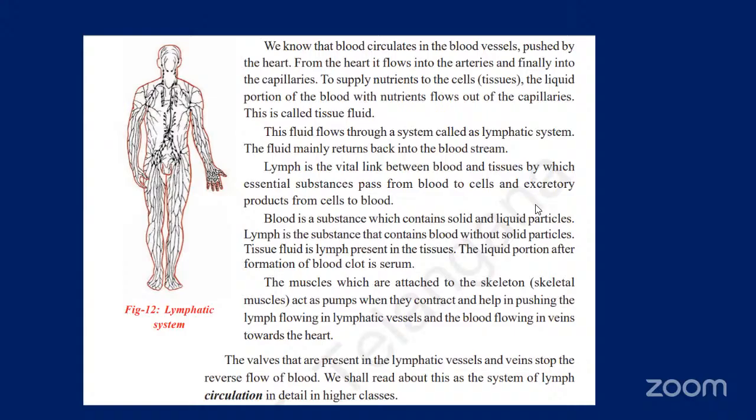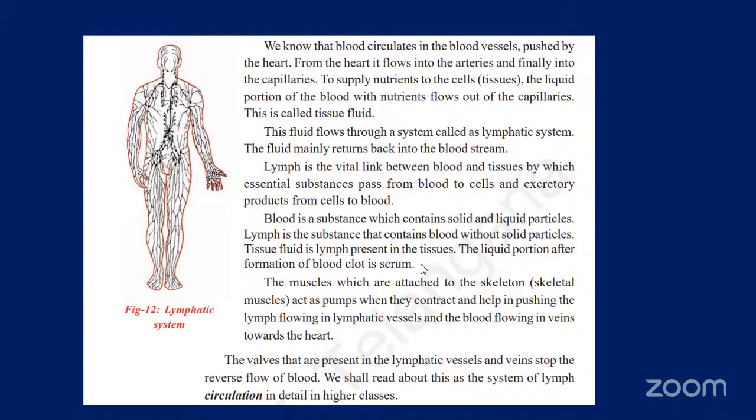blood కి tissues కి. So blood is a substance which contains solid and liquid particles. Lymph is a substance that contains blood without solid particles. అర్థమైంది కదా అందరికి? బ్లడ్ ఏంటి, contains solid and liquid particles. So lymph వచ్చేసి contains only liquid particles without solid particles. So tissue fluid is lymph present in the tissues లో ఉంటుంది. And the liquid portion after formation of blood clot is the serum.